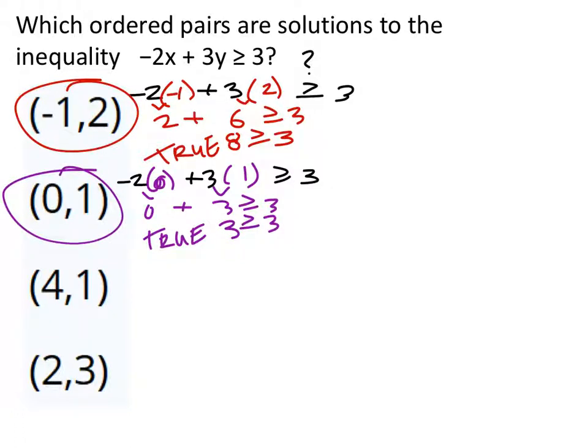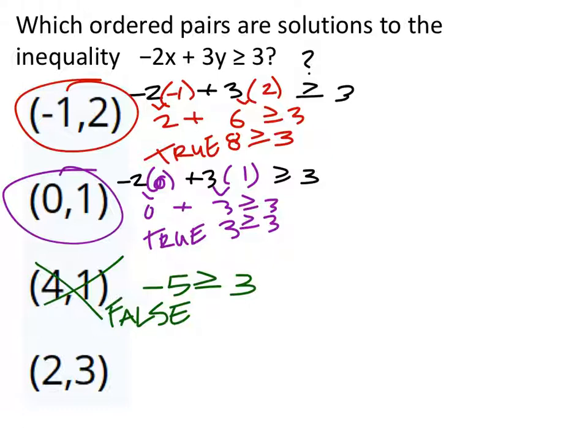So what about 4, 1? Yeah, that gives us negative 5, right? It's greater than or equal to 3. Now, if it was just a 5, it would be true. But since this one is false, this is not a solution to the inequality.